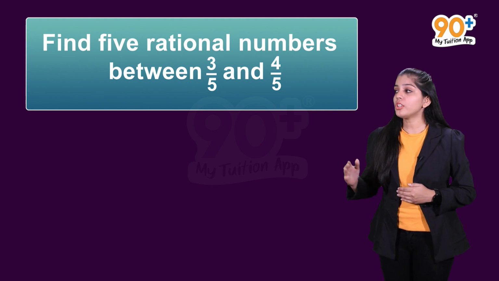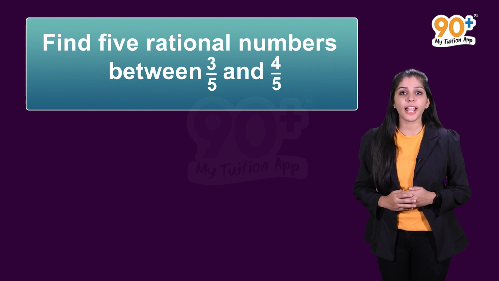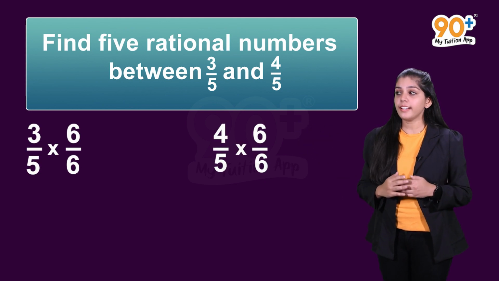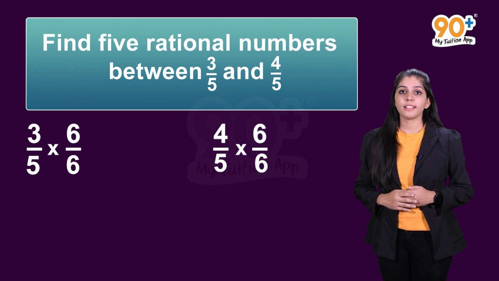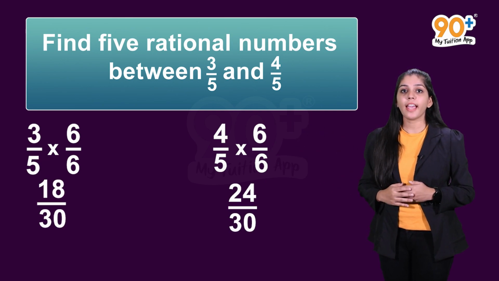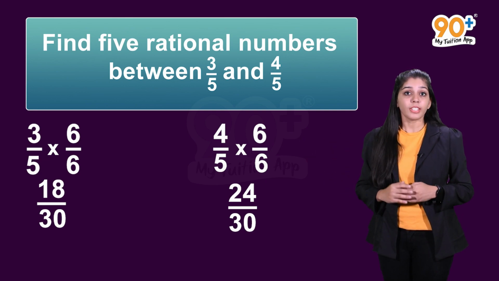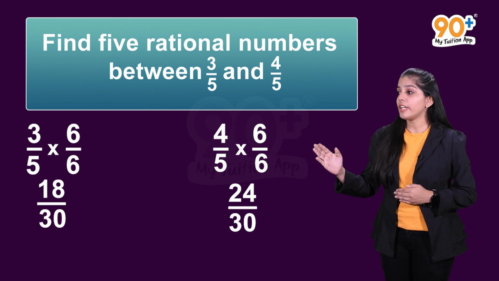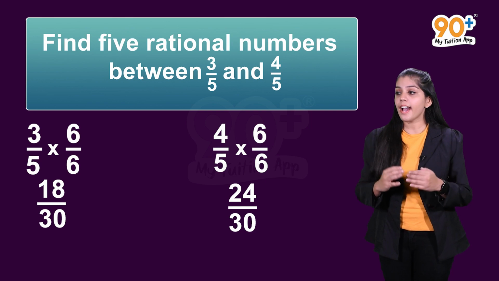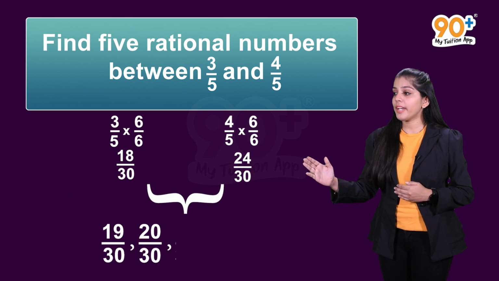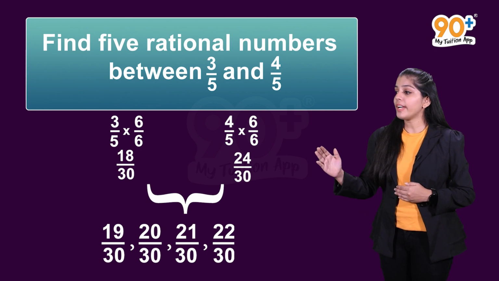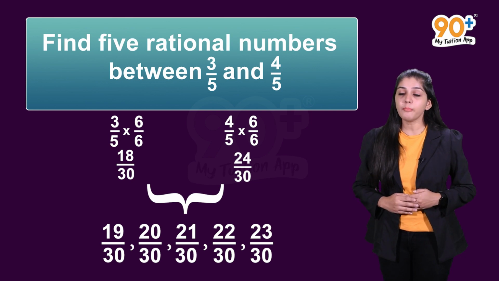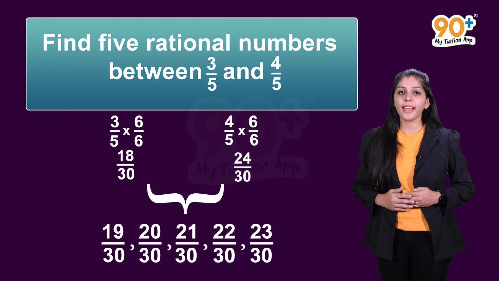Now multiply both numerator and denominator of these rationals by 6. We get 3 by 5 into 6 by 6 and 4 by 5 into 6 by 6. So we get 18 by 30 and 24 by 30. Can you tell me the rational numbers that come between 18 by 30 and 24 by 30? Yes, they are 19 by 30, 20 by 30, 21 by 30, 22 by 30, 23 by 30. So these are the required rational numbers between 3 by 5 and 4 by 5.